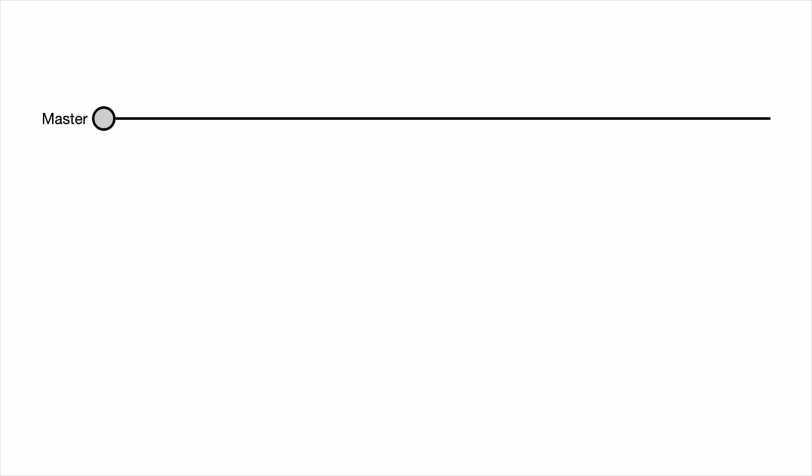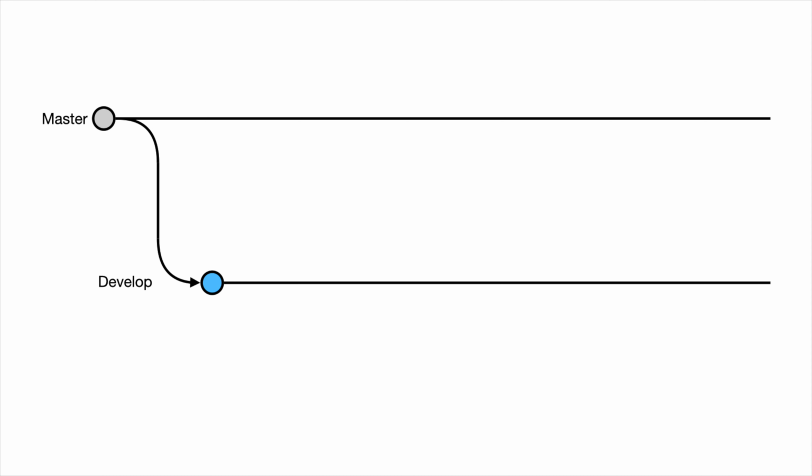Instead of having just a single main branch, also known as the master branch, like in a trunk-based workflow, Gitflow uses two branches. The master branch used for official tagged releases and the develop branch forked from the master branch that will integrate all the work done on temporary feature branches.